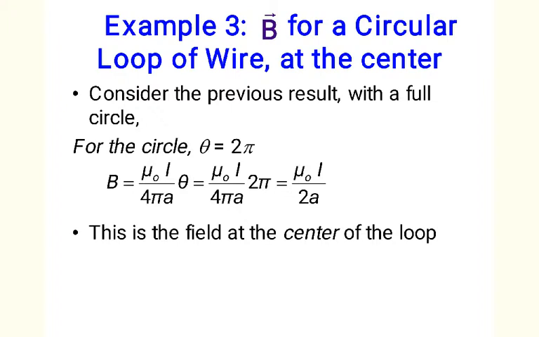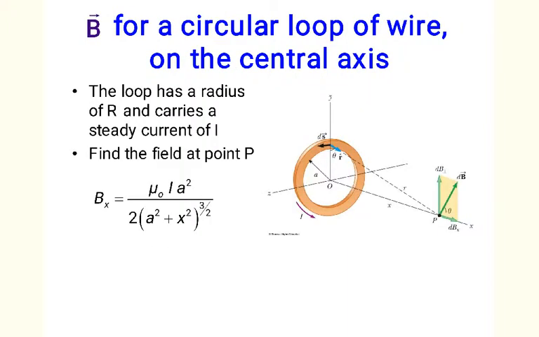Using the previous example, we can easily calculate the magnetic field at the center of a circular loop of wire. For this case, we take theta equals 2 pi. But now 2 pi in the numerator cancels with 4 pi in the denominator. The full field is equal to mu naught times I divided by 2a. This is the field at the center of the loop, exactly in the plane of the loop. Of course, it is also easy to calculate the magnetic field at point P on the central axis of the loop, but not exactly at the center O of the loop.